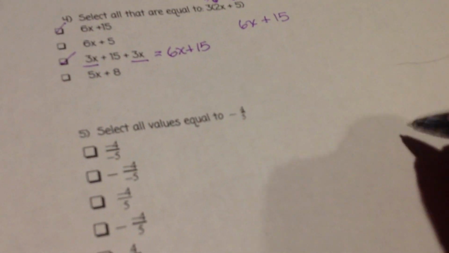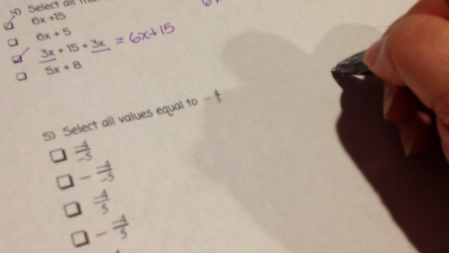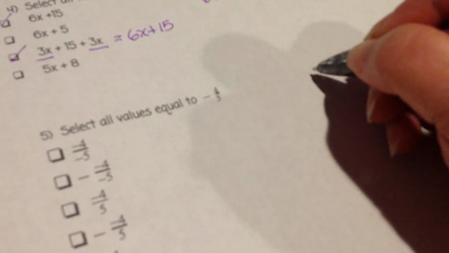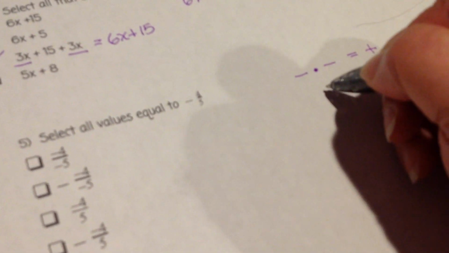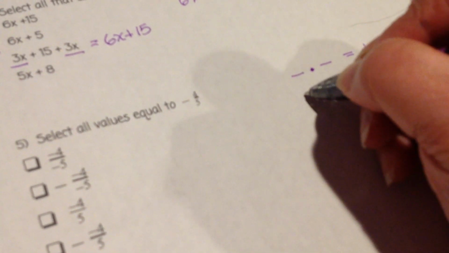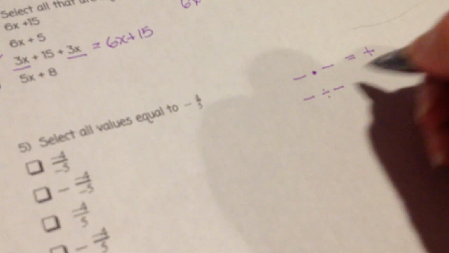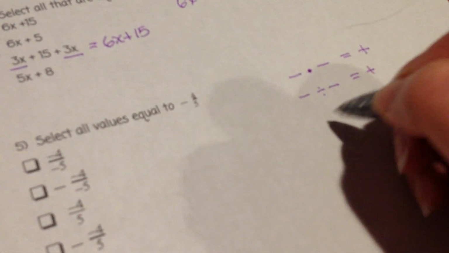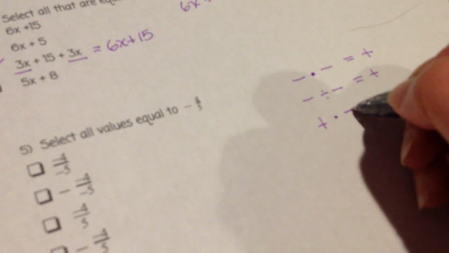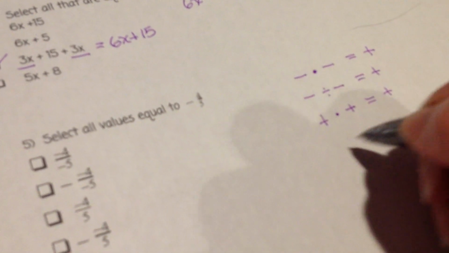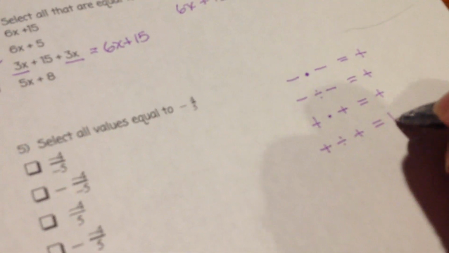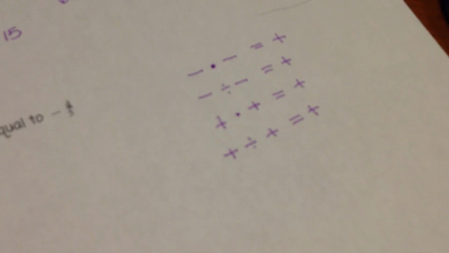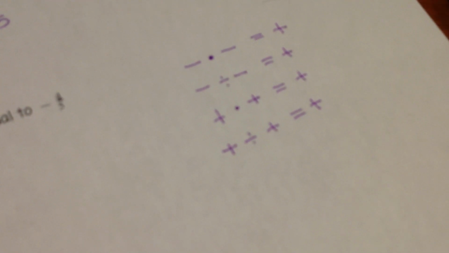So let's just review those rules over here. When I multiply negatives, it equals a positive. When I divide negatives, it equals a positive. When I have positives, it's a positive. So look at this pattern. When I have two of the same sign, it's always positive.